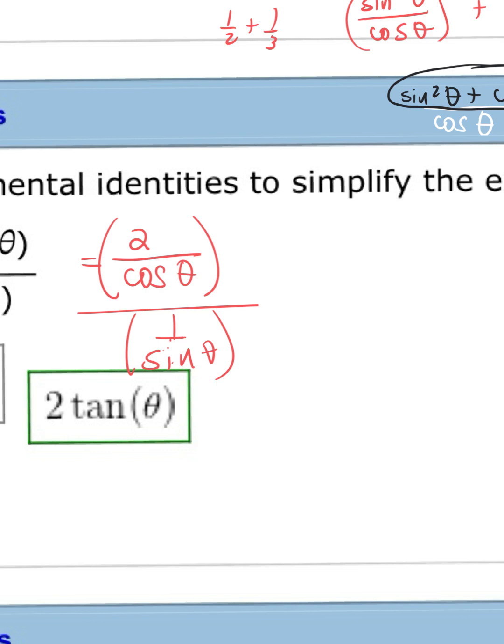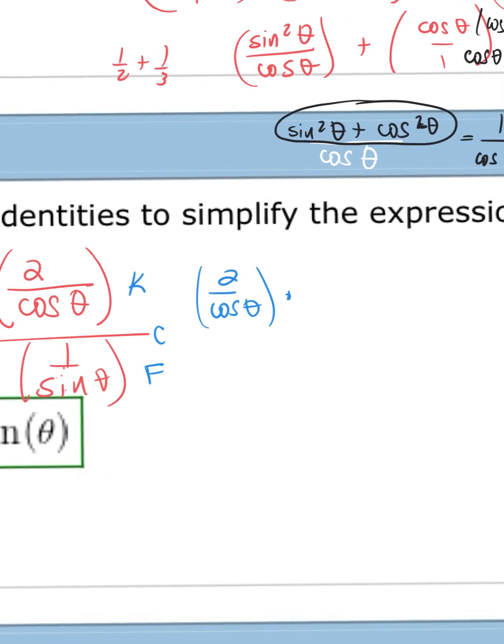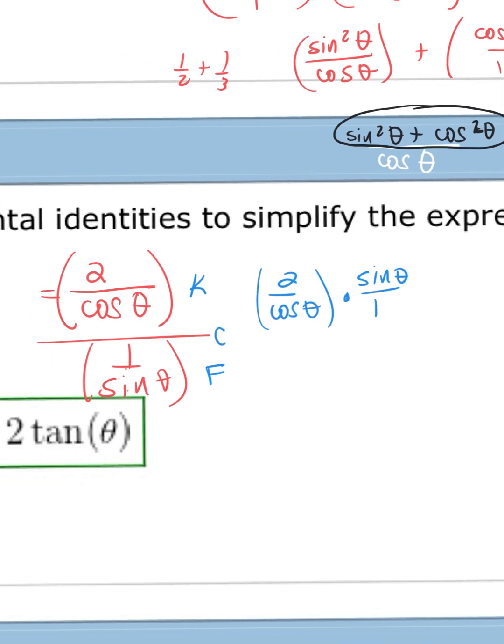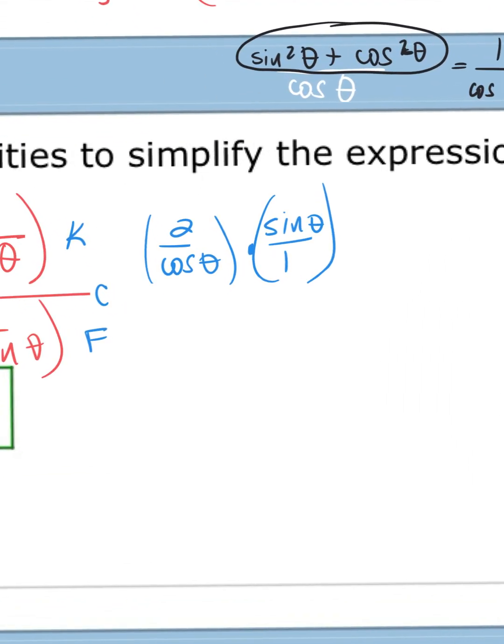So algebraically, what am I looking at? 2 fractions that we're doing what? Dividing. So when we divide fractions, we keep, change, flip. So 2 over cosine theta times what? Sine over 1. Okay. Is there anything to cancel out? No. So if I just multiply them together, I have 2 times sine theta over cosine theta. Look at your chart. Sine over cosine mean anything to you? Yep.